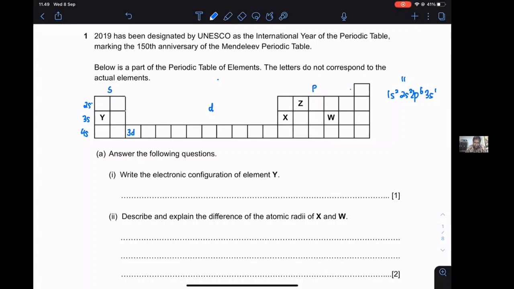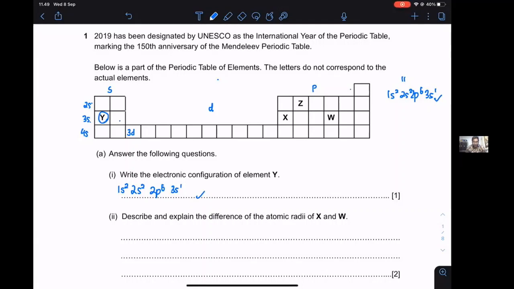So here, if I straight away use this method, I know this is 3s1, and this will be 3s2. So it is ending at 3s1. I just know that it will end at 3s1, so I just need to fill up the rest: 1s2, 2s2, 2p6, and then 3s1. So you will get the answer. There are two ways of doing this.